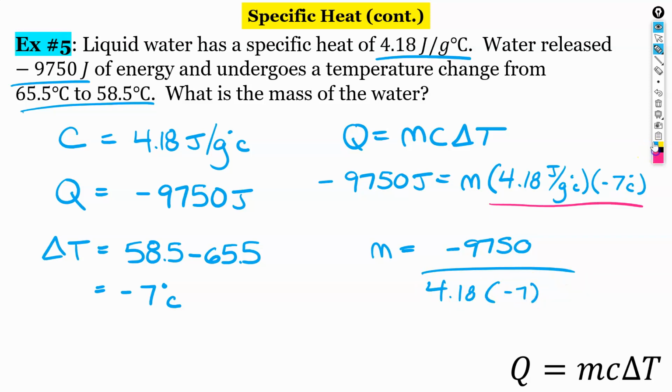So of course the negatives here will cancel out when we put this in our calculator, and we will end up with an answer of 333 grams, and that'll be our mass. So using the information from these questions, of course, we can go through and we can find any of the values. We can find our energy, which is Q, our specific heat, which is C, our change in temperature, or the mass.